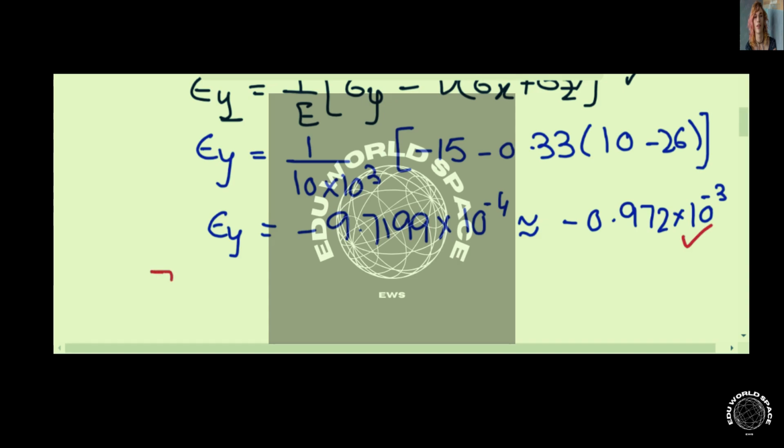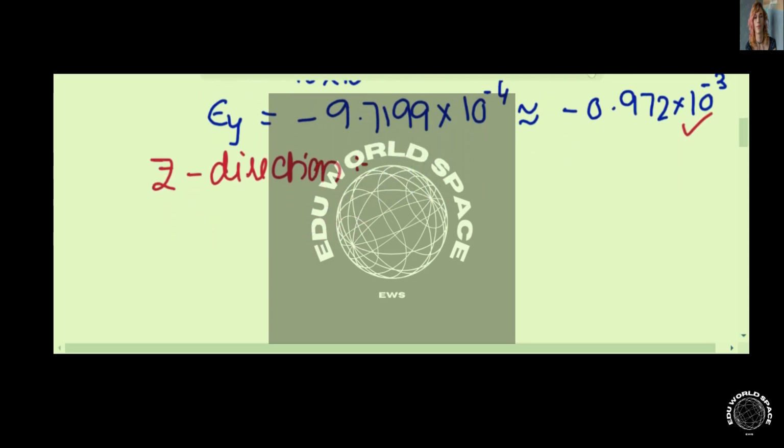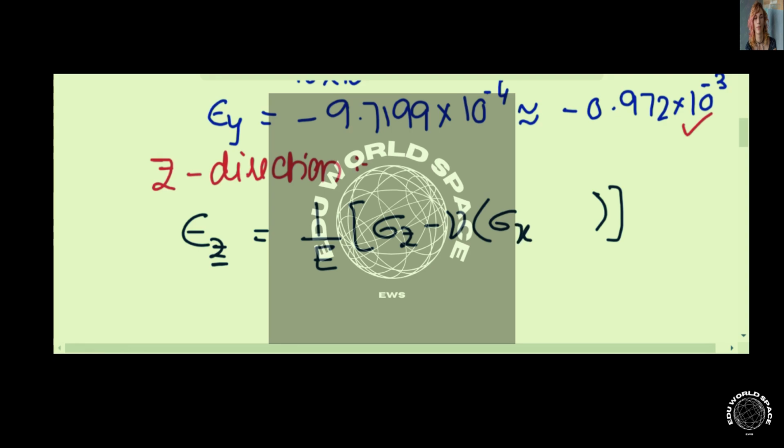And now we just need to find the solution for part C, that is the z direction. First of all, we need to make the equation. So we have the strain for the z direction, 1 over E remains the same, square bracket. We are doing the z direction, so the stress for the z direction will be at the start of the square bracket, negative epsilon, open parenthesis, stress for the x direction plus stress for the y direction.